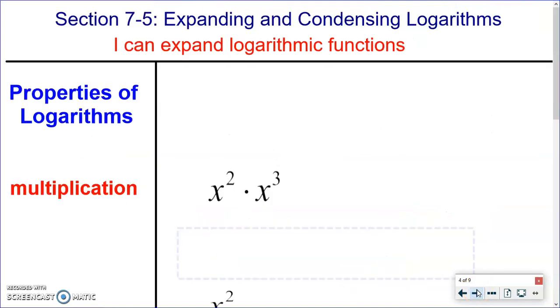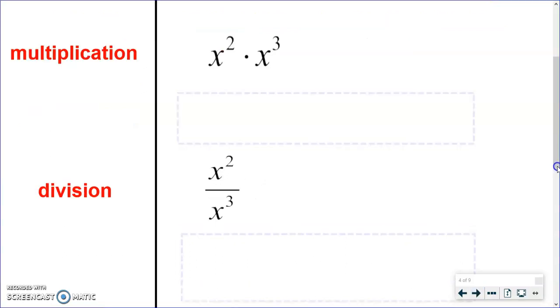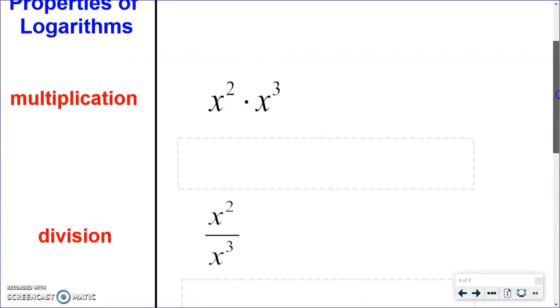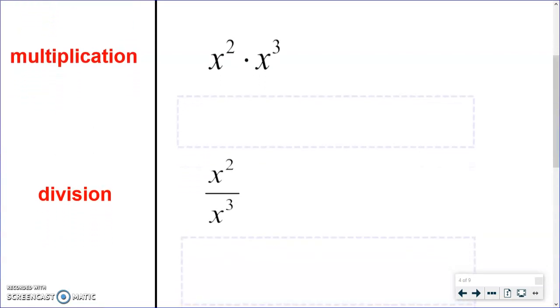All right, properties of logarithms. As you see here, we have some of our exponent properties that we're also familiar with, and we're going to see how they relate to logarithms. So if we have x squared times x to the 3rd, we know that we would add those two exponents.